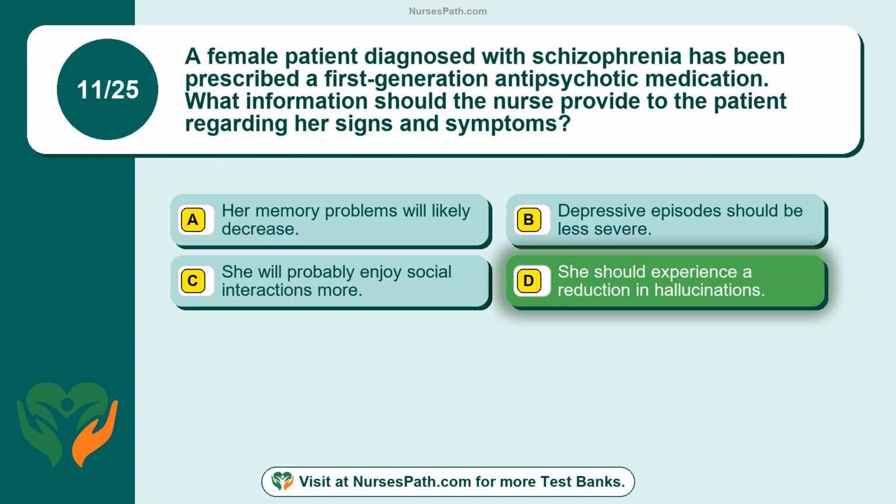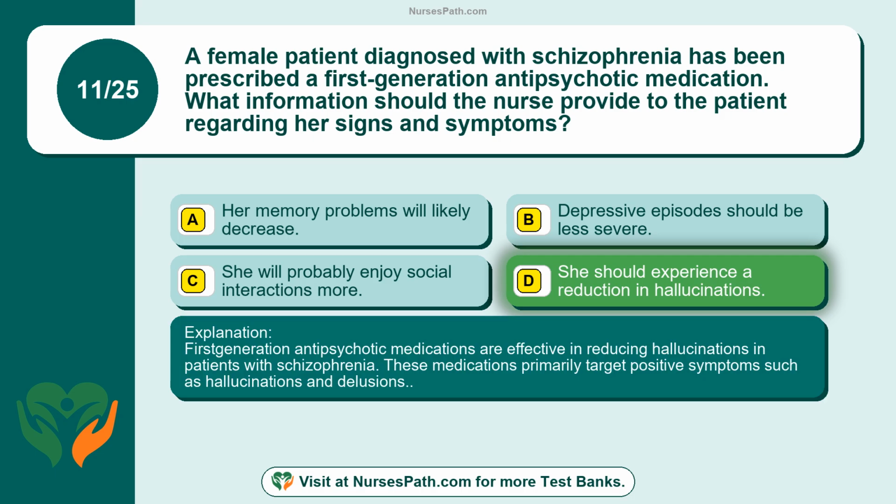She should experience a reduction in hallucinations. First-generation antipsychotic medications are effective in reducing hallucinations in patients with schizophrenia. These medications primarily target positive symptoms such as hallucinations and delusions.